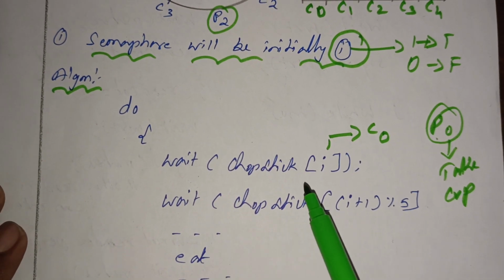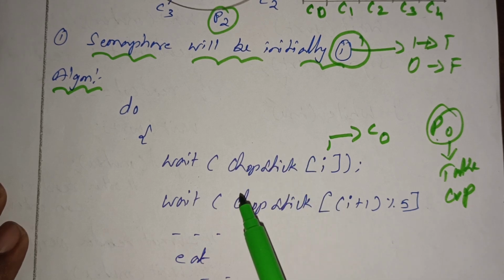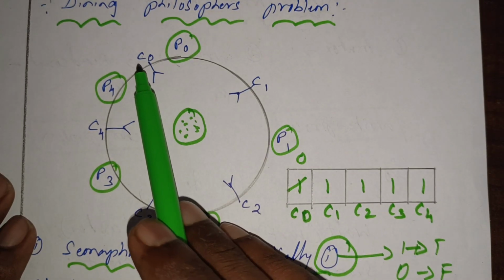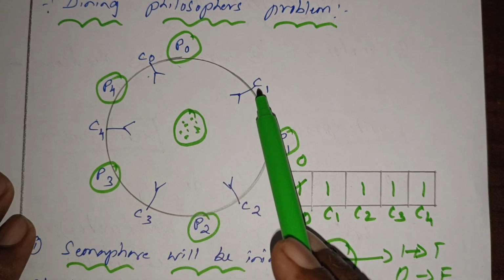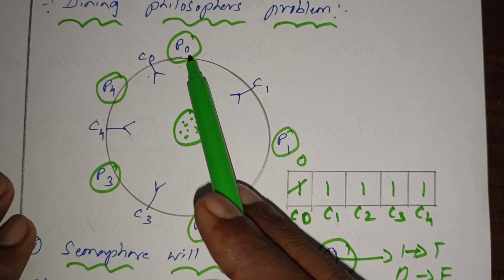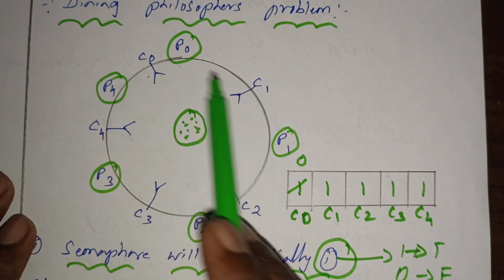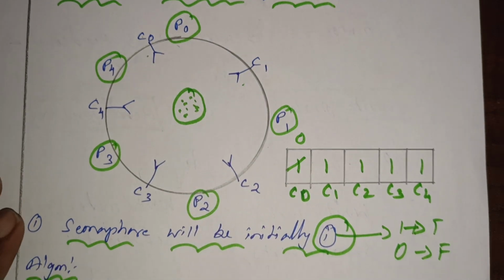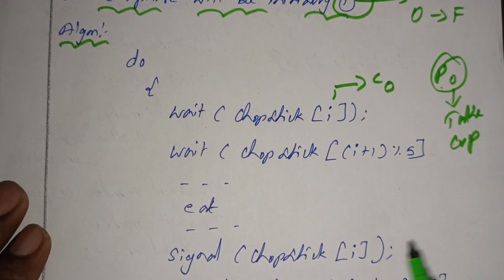Now the philosopher needs two chopsticks, right? So P0 will check the adjacent one. First, initially it will check the left hand side. If it is available, it will take it. And again, this philosopher needs one more chopstick, that is C1. This philosopher is not allowed to take C4, C3 and C2. Only the adjacent one can this philosopher take. So in order to model this circular process, the algorithm has been designed in that way.